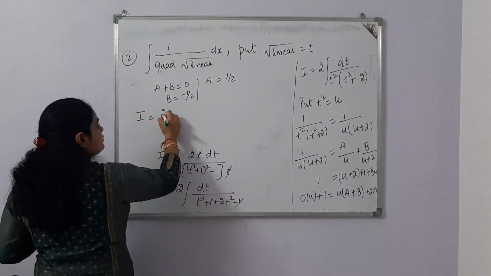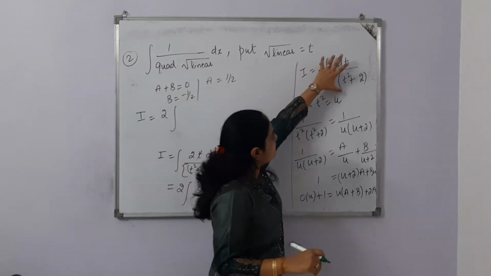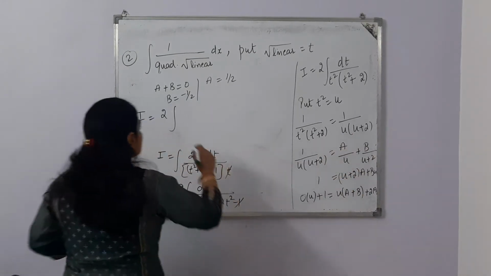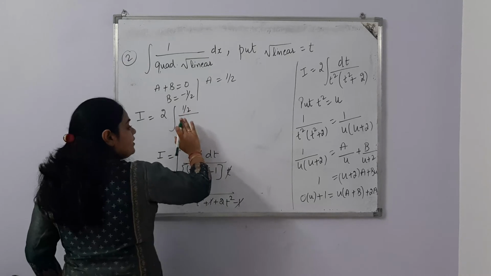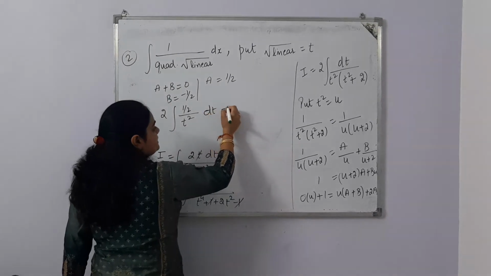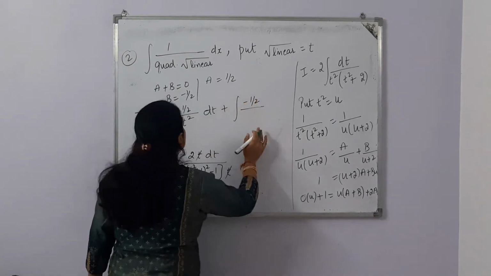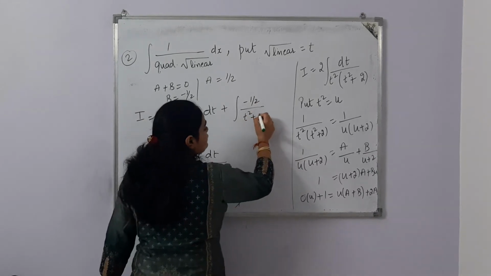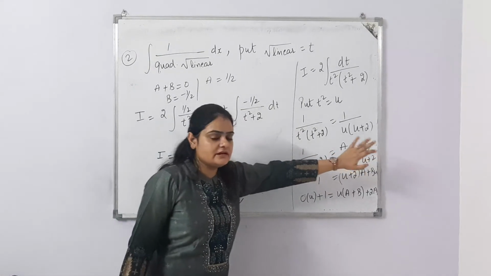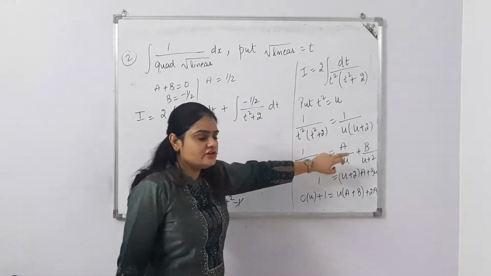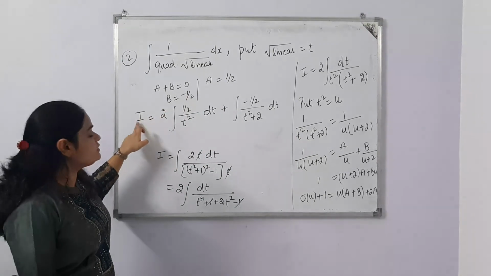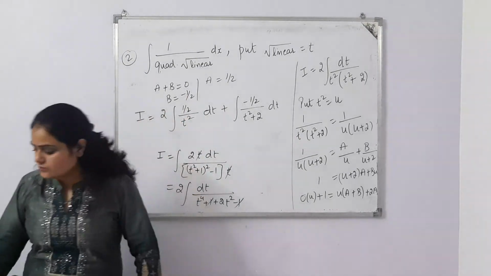So 1 upon u into (u plus 2) is equal to a upon u plus b upon u plus 2. What is a? 1 by 2 upon u, where u is equal to t square dt, and what is b? It is minus 1 by 2 upon (u plus 2), that means t square plus 2 dt. I substituted the values of a and b here, and after that I need to change u into t square. Because we need to find its integration, I am taking the integration sign on both sides.